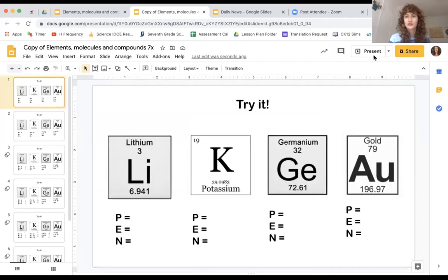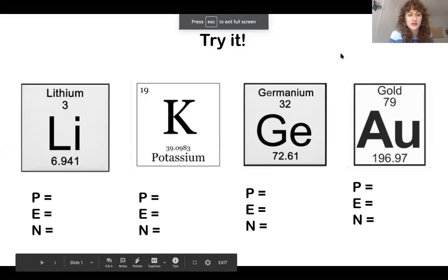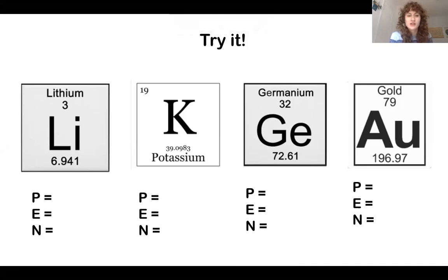Okay, so if you would like to know how to find the number of protons, electrons, and neutrons in an atom, the first number you need to look at is the atomic number, which is the whole number usually at the top of the periodic table square. So let's do lithium. This number tells you the number of protons that an element has. So protons are easy. The number of protons lithium has is 3.